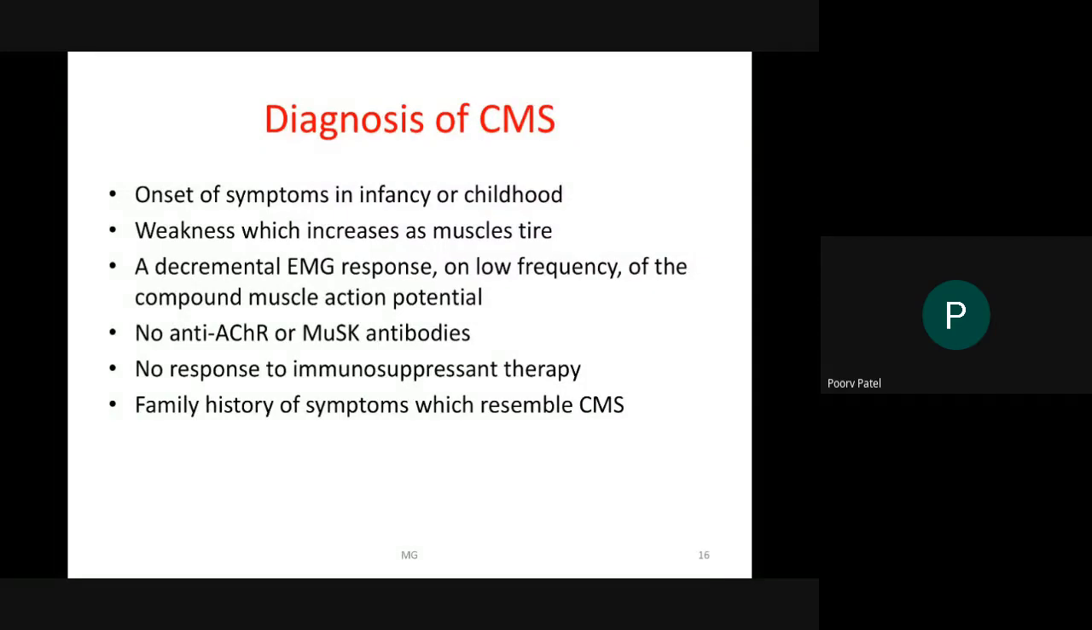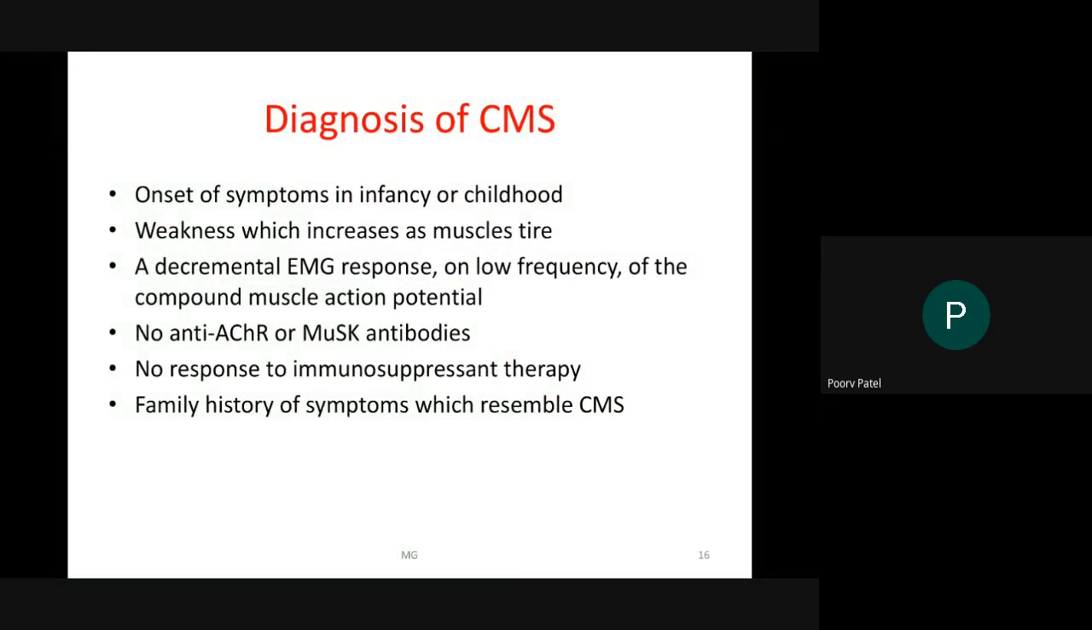No response to immunosuppression therapy. In congenital myasthenic syndrome, the antibodies come from the mother, it is carried forward. So suppressing the immune system itself will make no difference to the antibodies. That is why no immunosuppression therapy will help.